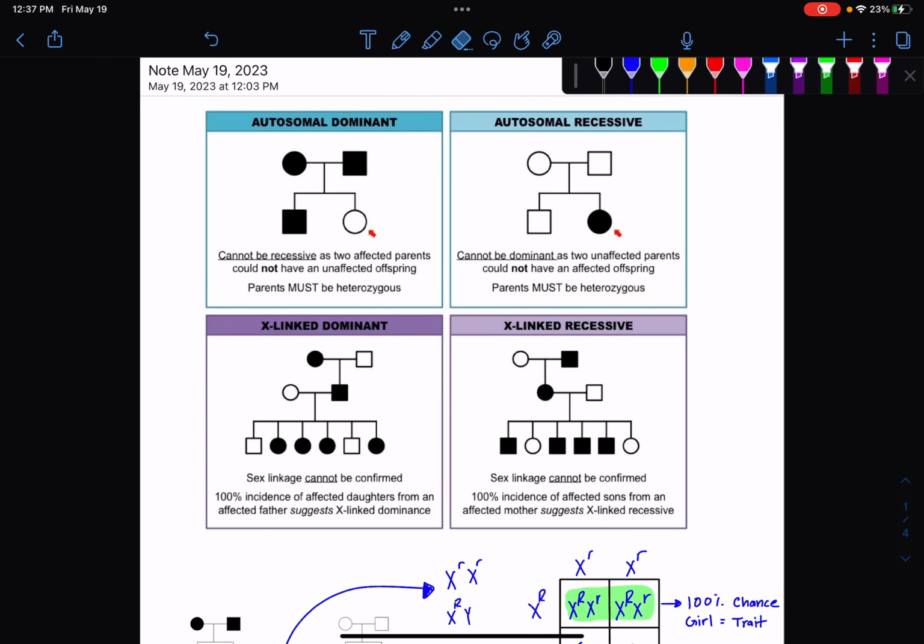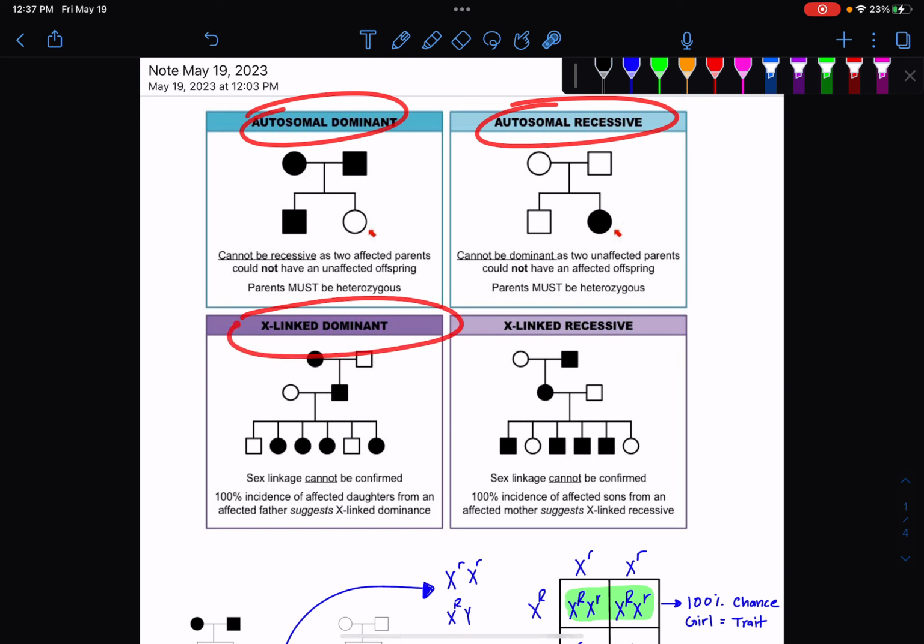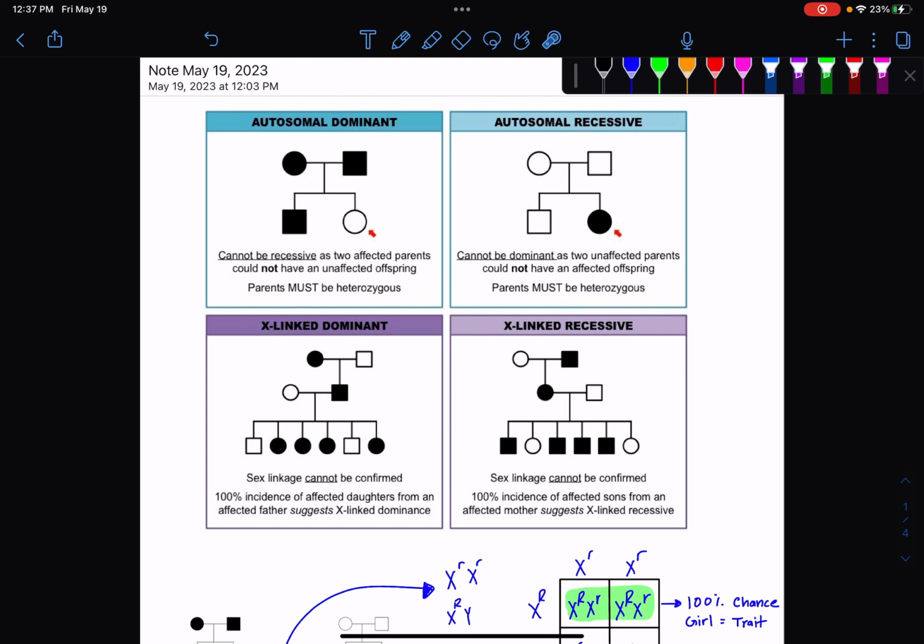Okay, so I wanted to make a little video showing how you can tell between the different types of inheritance, whether it be autosomal dominant, autosomal recessive, X-linked dominant, or X-linked recessive. I have a little summary that pretty much tells you all you need to know with these 4 boxes: autosomal dominant, autosomal recessive, X-linked dominant, X-linked recessive.